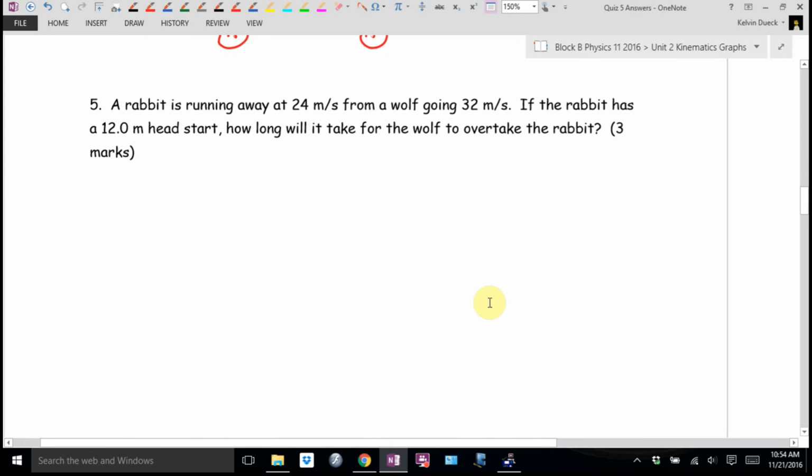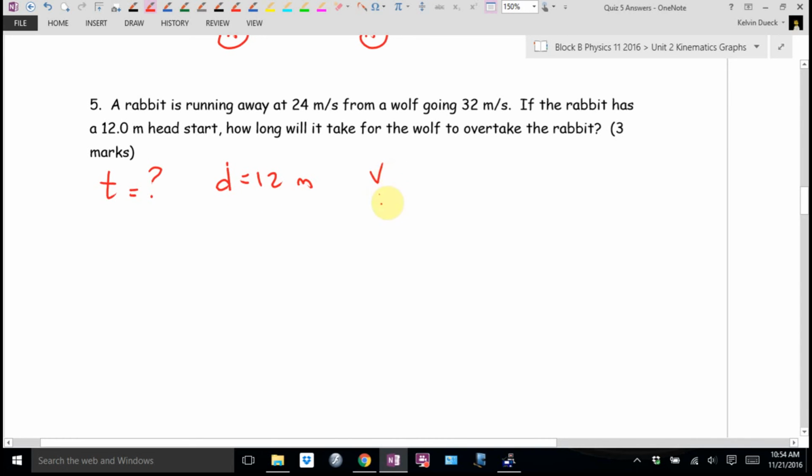Number 5. I like number 5. Rabbit and wolf. 2 objects moving at different speeds. This is a job for relative speed. Okay. How long? Time equals question mark. Looks like the distance that we have to cover is 12 meters.